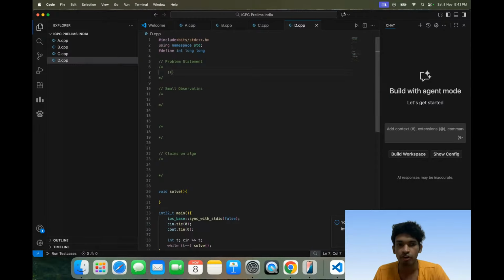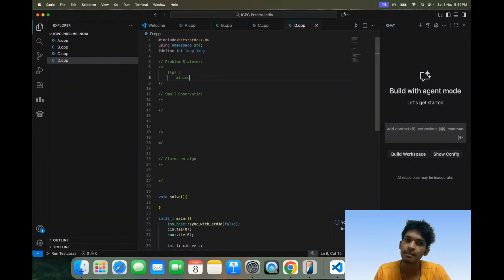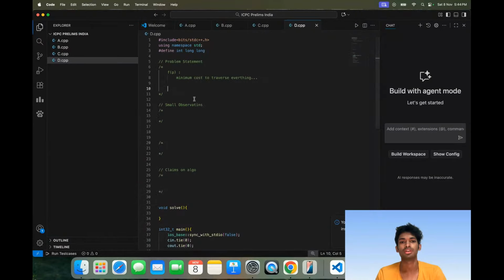So we have f of p, the minimum cost to traverse everything. Okay, you should find the number of p such that f of p equals c.